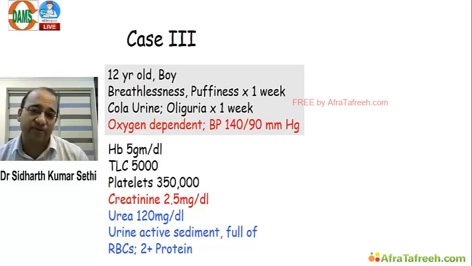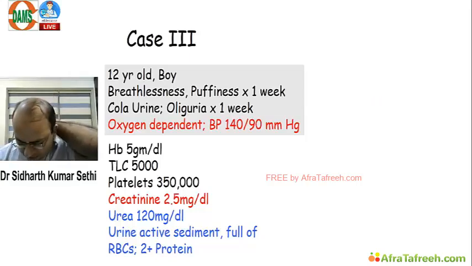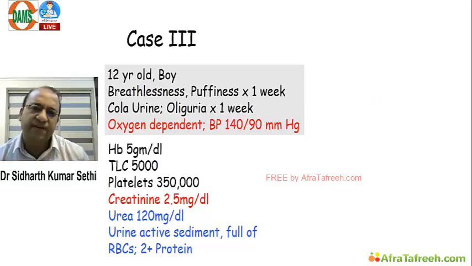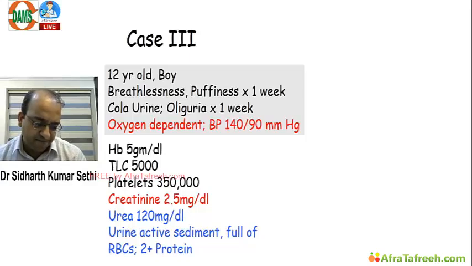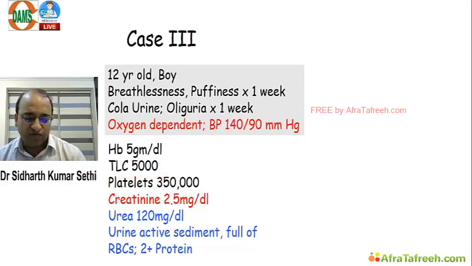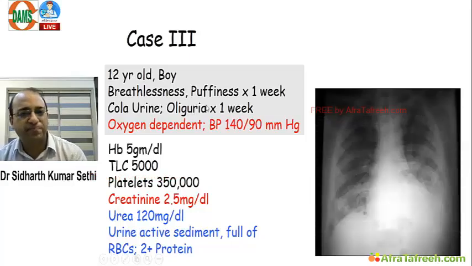Hemoglobin is 5. So when I saw this child, this is a real child, and I still follow him. It's been more than 5-6 years. So his hemoglobin is 5, creatinine is 2.5, urine is active, full of RBCs, RBC casts, proteinuria. So guys, would you like to? Okay, let me show you the X-ray. Here's the X-ray.